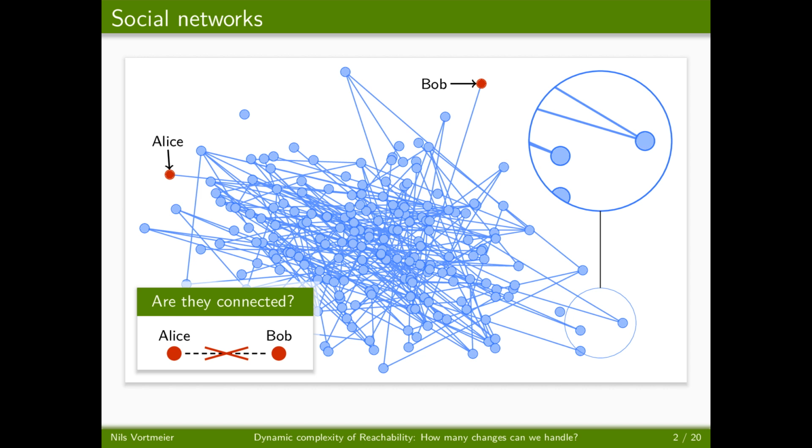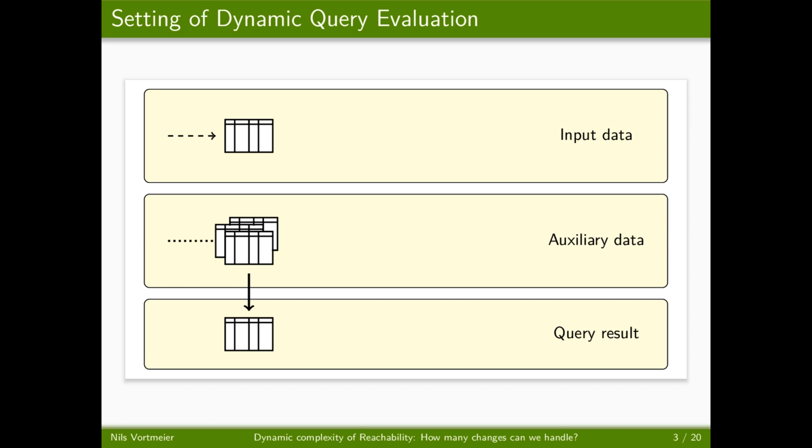But as the changes that occur to the graph are rather small, there should be something more sophisticated than just recomputing this query result from scratch after every change to our social network. And this is something that we try in the setting of dynamic query evaluation. Having a fixed query, we store some auxiliary data in addition to our input data, such that we can give the answer to the query.